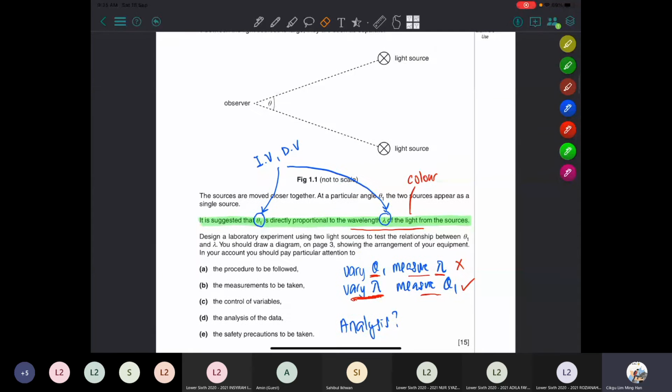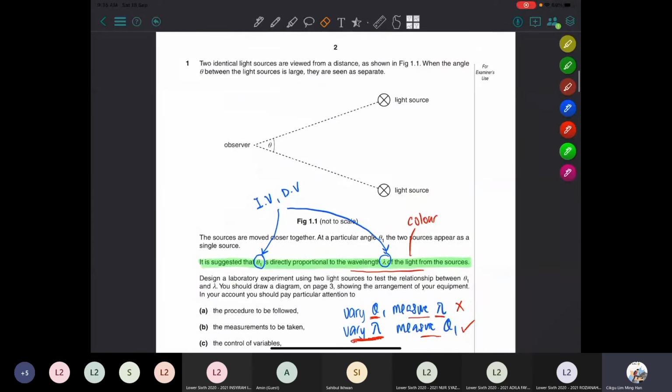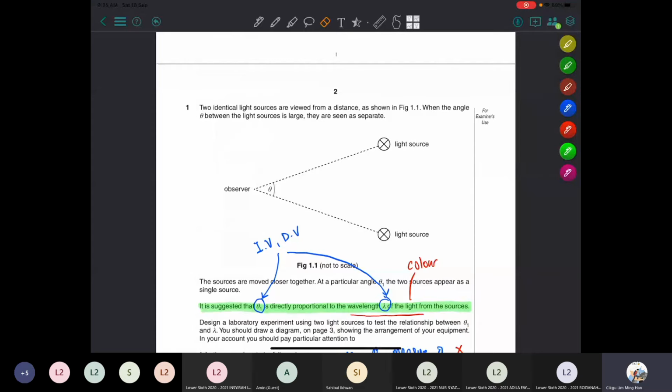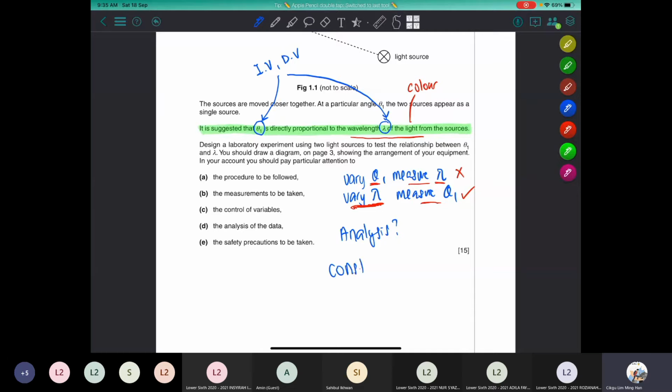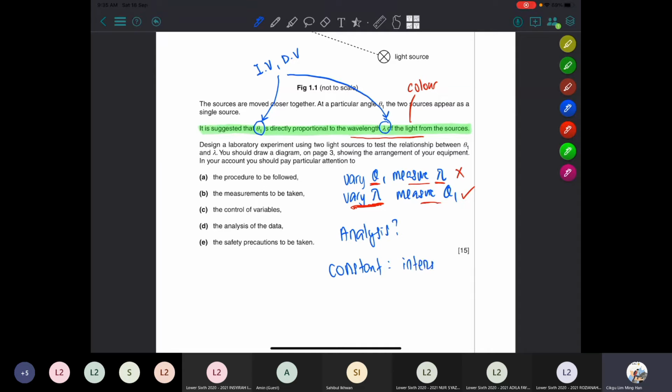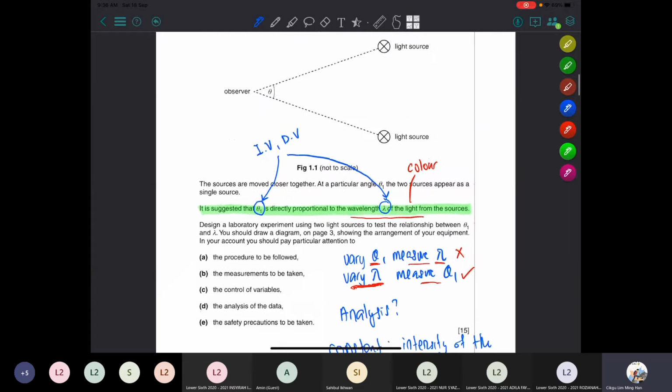The sources are moved closer together at a particular angle. The two sources appear to be one. When the angle between the two sources is large, viewed from a distance, what should you keep constant? Probably the intensity of the light source, or simply the brightness. So this one has to be the same brightness.